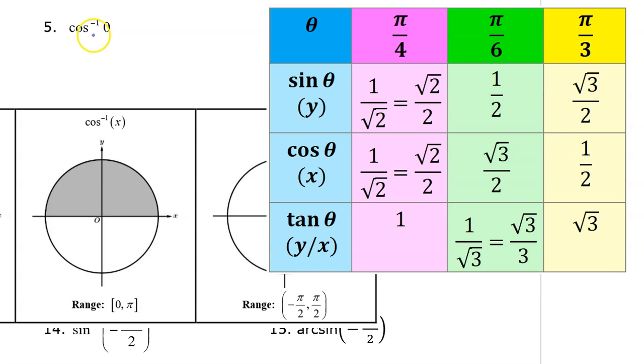To evaluate the arc cosine of 0, you ask yourself the cosine of what angle is equal to 0. Cosine is the x value on the unit circle.